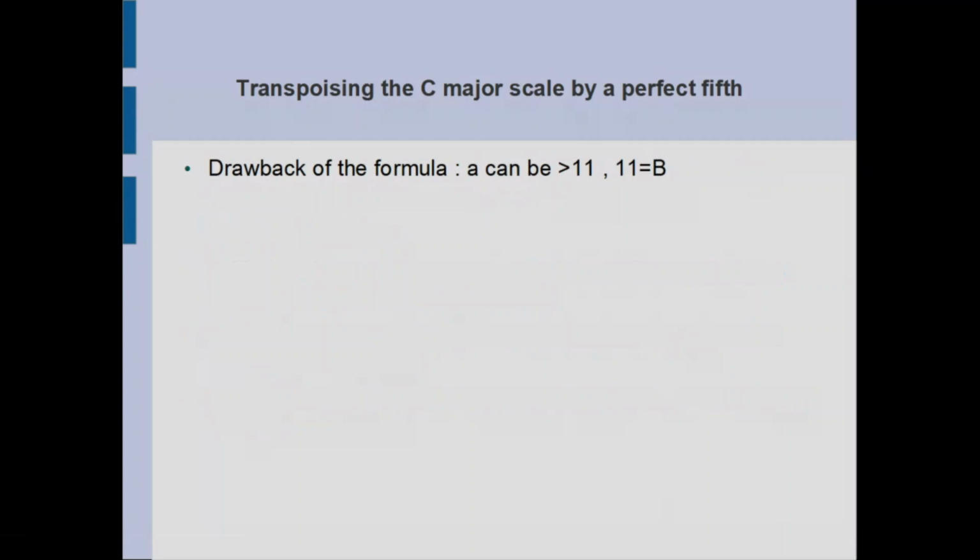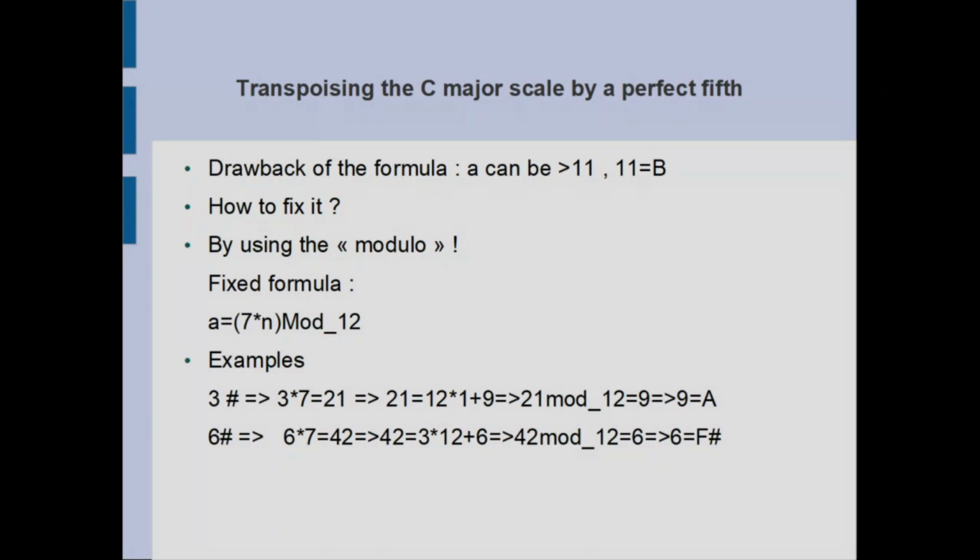But there is a drawback. Plot twist. Drawback of the formula: A, the address of the note, can be bigger than 11, and 11, the address of B, is the maximal address. How to fix it? By using the modulo, of course. That's why I told you about the modulo. Fixed formula: A equals 7 times n modulo 12. Why 12? Because there are 12 semitones, 12 different notes in the chromatic scale.